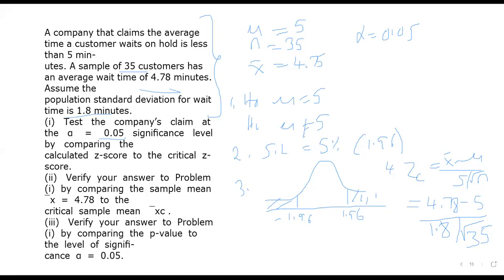Negative 0.72368. So where is it located? Negative 0.72, so it's inside the non-rejection region somewhere, right?